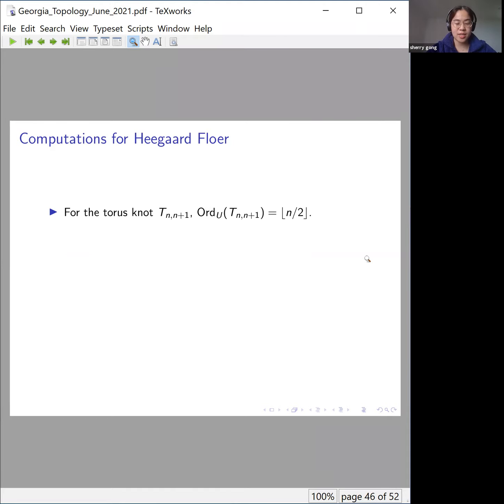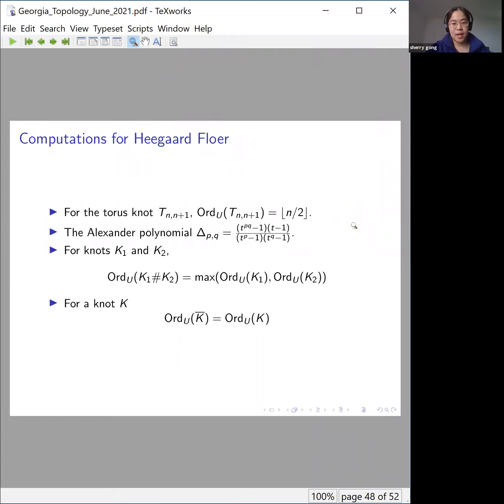The knots we construct are going to be connected sums of these torus knots T(n, n+1) with mirrors of torus knots like this. So to do that, we compute the torsion orders for these knots. You can do that because torus knots are L-space knots. You can read off everything here from the Alexander polynomial to conclude what the torsion order of T(n, n+1) is.